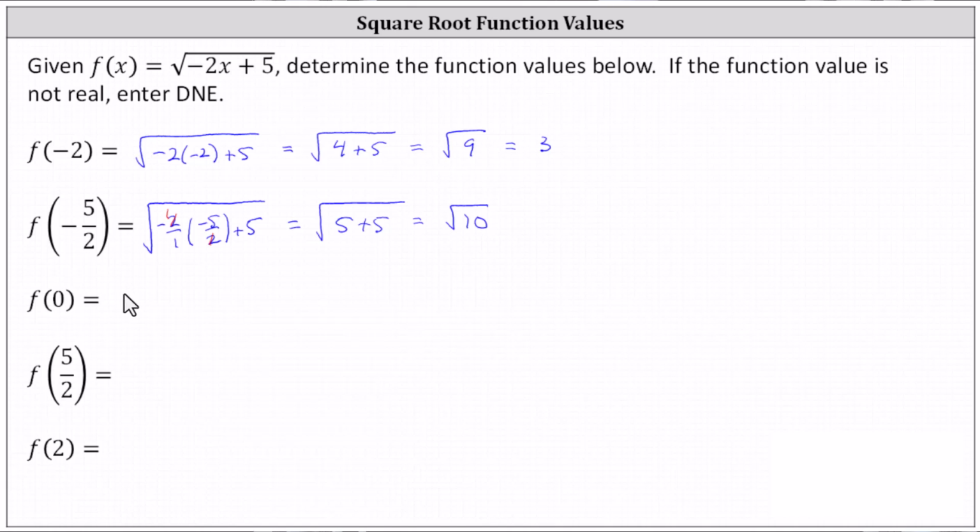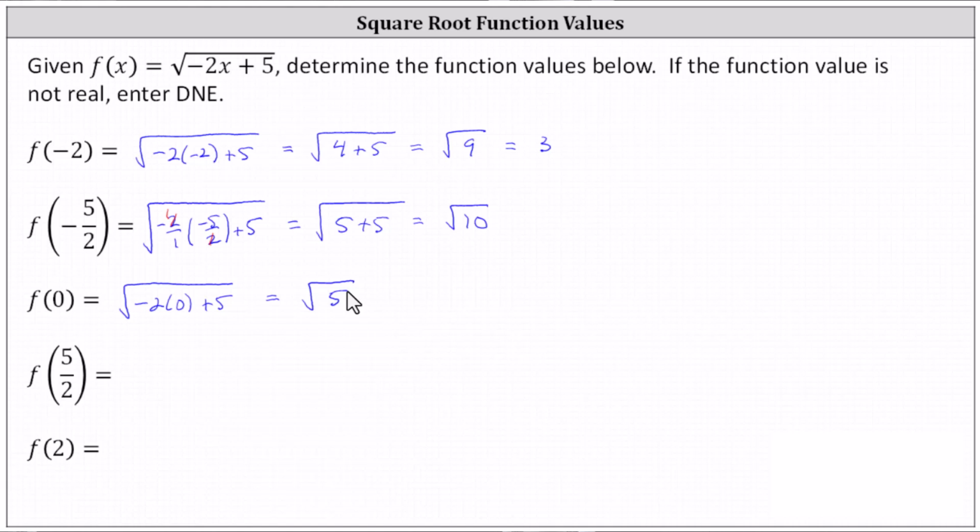Next we have f of 0, which equals the square root of the quantity negative 2 times 0 plus 5. Negative 2 times 0 is 0, 0 plus 5 is 5. f of 0 equals the square root of 5, which again does not simplify.